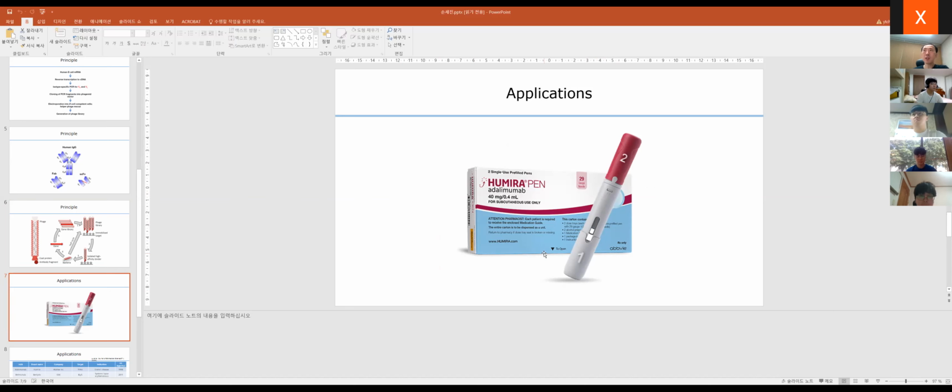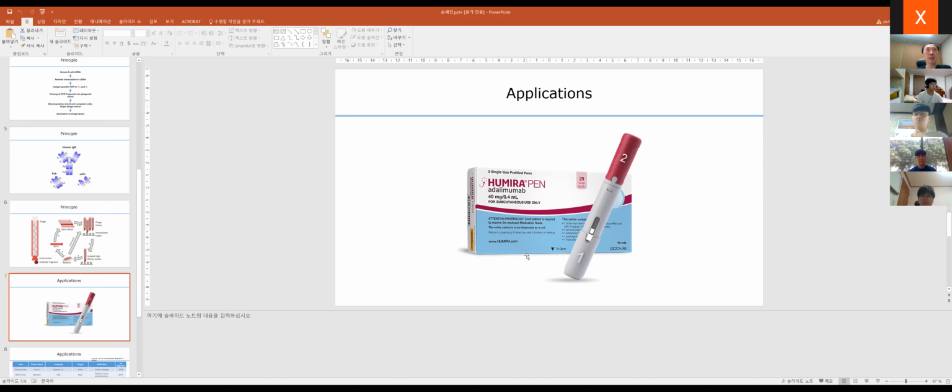What is the target of Humira, Sejin? TNF-alpha. Then this drug can be used for what kind of disease? Crohn's disease, or some kind of autoimmune disease. TNF is tumor necrosis factor. So if you block this tumor necrosis factor, this suppresses the inflammation. So this is an anti-inflammatory drug, anti-inflammatory antibodies.